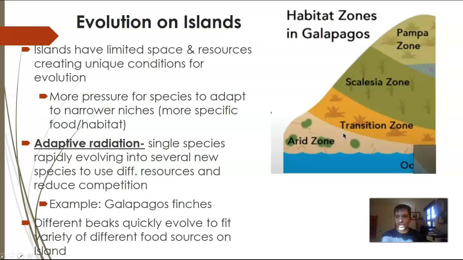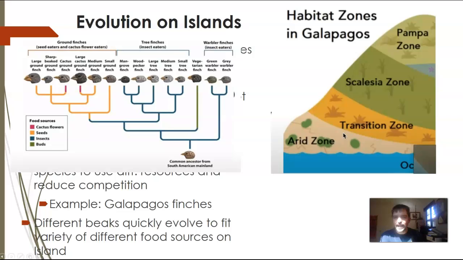So you can see here that there's a common ancestor that migrated onto the island. And due to these different habitat zones, you have ground finches that adapted to different types of seeds from cactus and flower eating. There's tree finches that all adapted to the different insects. And so they all have different beaks. And then you have warbler finches that are insect eaters. And look how different their beaks are.